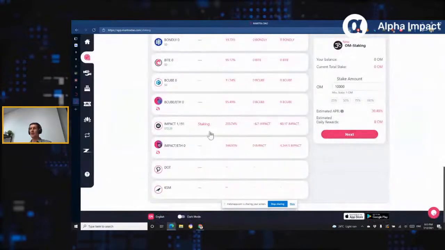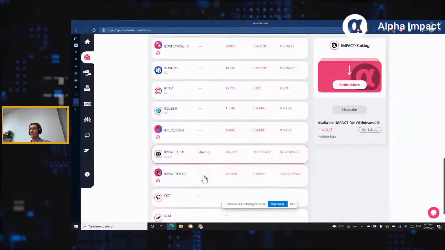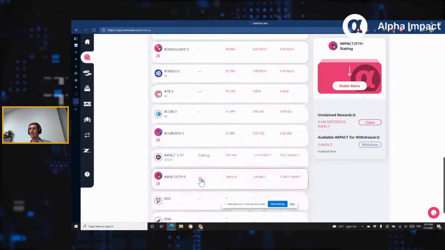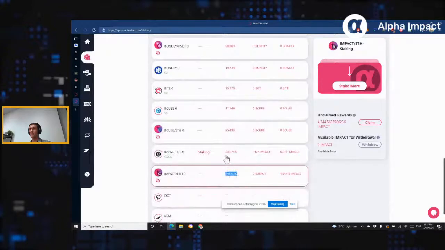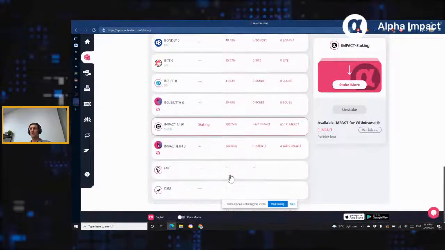So we have a couple of staking pools. I staked the other day just to do a demonstration, and unfortunately wasn't able to unstake. And I also staked this one as a demonstration. I was able to unstake very, very quickly. But the APY is still looking pretty good, 344% for the LP staking and 205% for naked asset staking. So feeling pretty good about those.